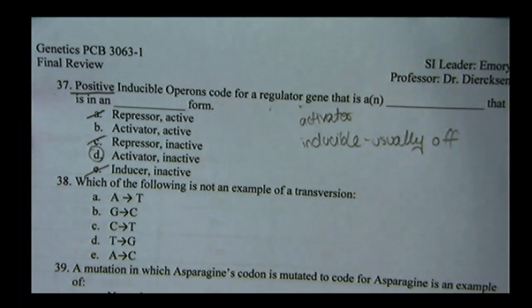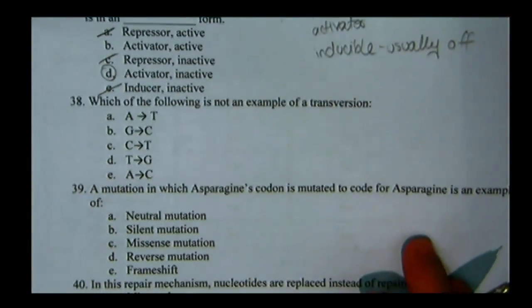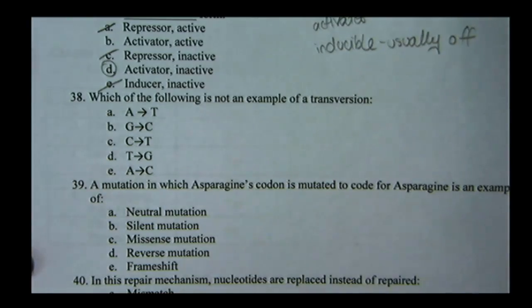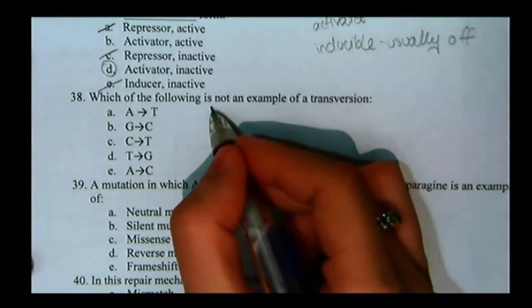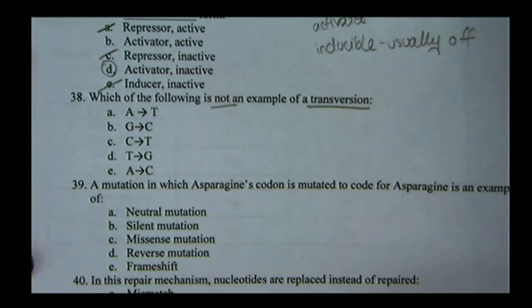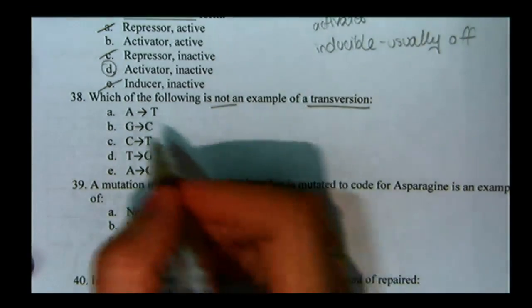Okay, so not an example of a transversion. Remember, a transversion would be a purine to a pyrimidine or a pyrimidine to a purine. So this one is not an example, this one is an example, and this is an example, and here is your not example.